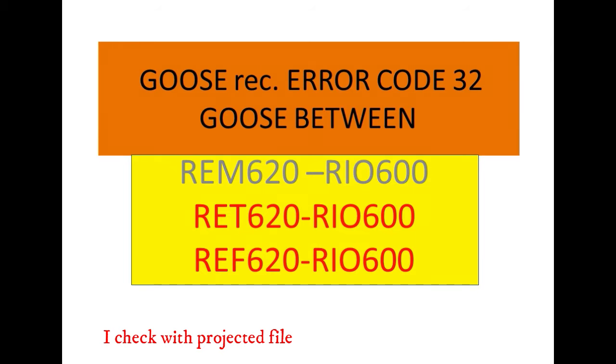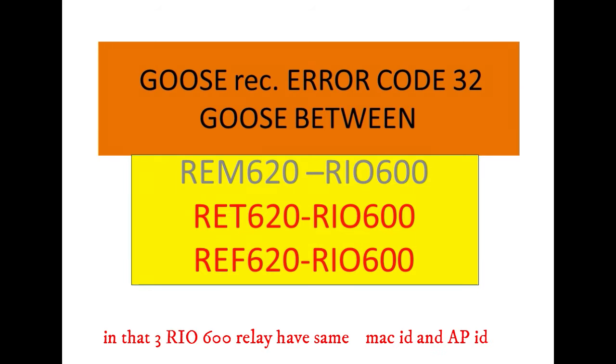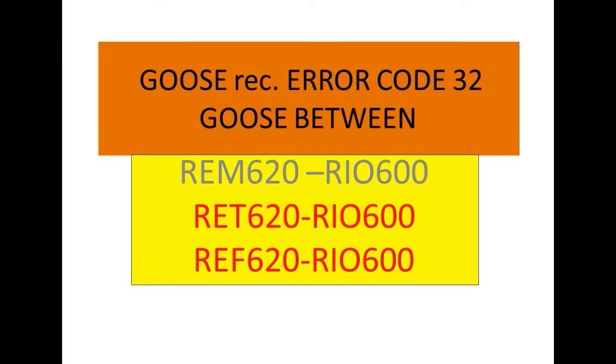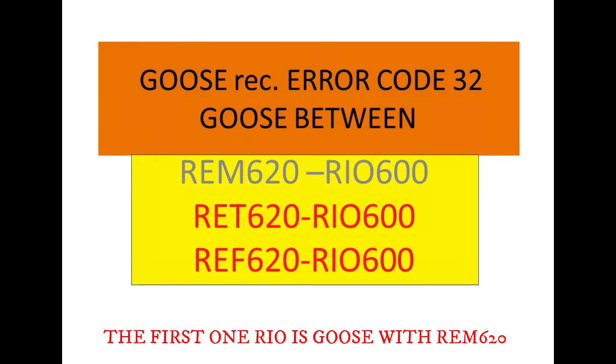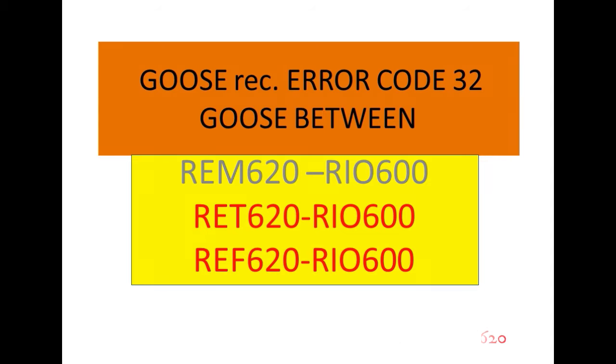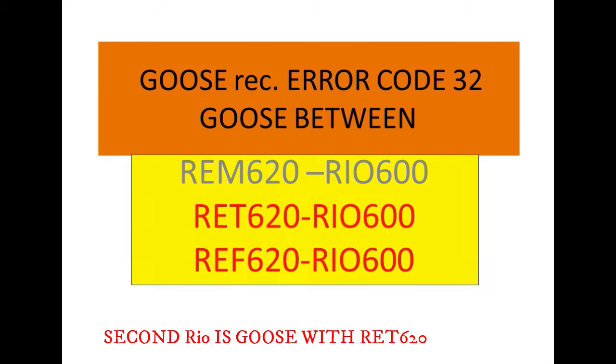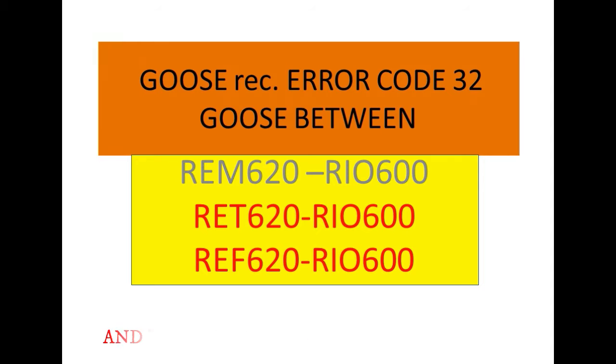I checked the project file, and in that, 3 RIO600 relays have the same MAC ID and APP ID. Even though they have different technical keys, due to the MAC and APP ID, the signal overlaps. The first RIO is GOOSEd with REM620, the second RIO is GOOSEd with RED620, and the third RIO is GOOSEd with REF620.